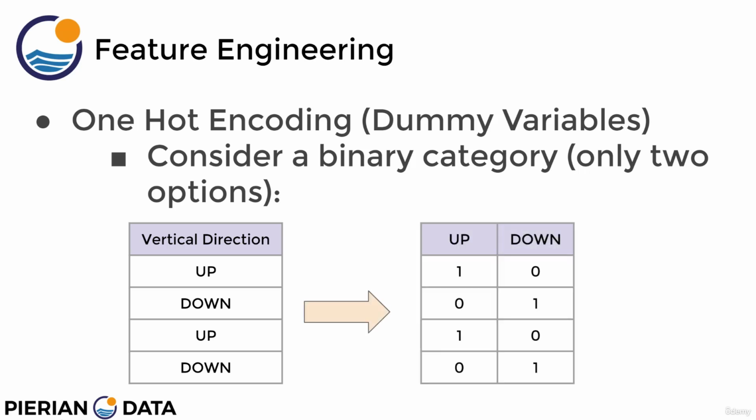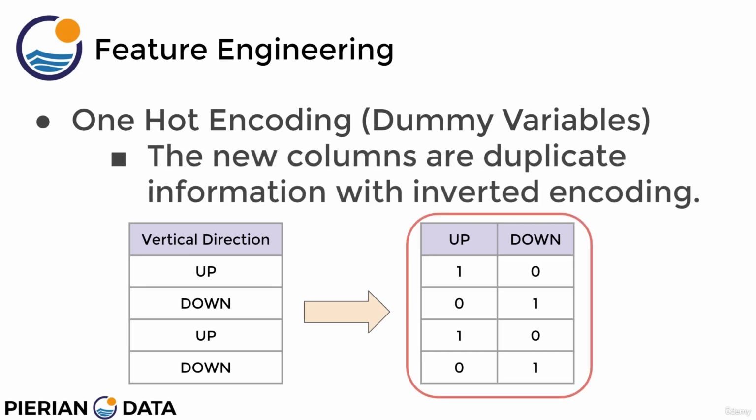If we were to one-hot encode this, notice what happens. Now we get two features, an up feature and a down feature. But the new columns are actually duplicate information with inverted encoding. Essentially, if something is not up, and in the case of a binary feature set, then I know that it has to be down.